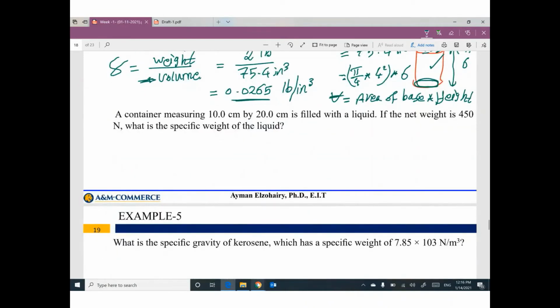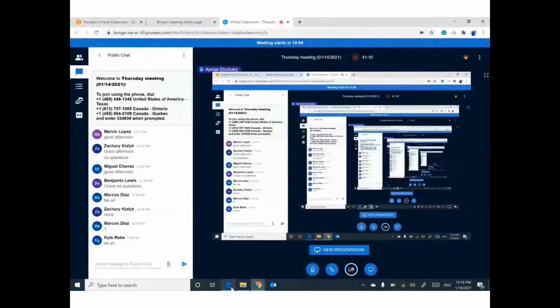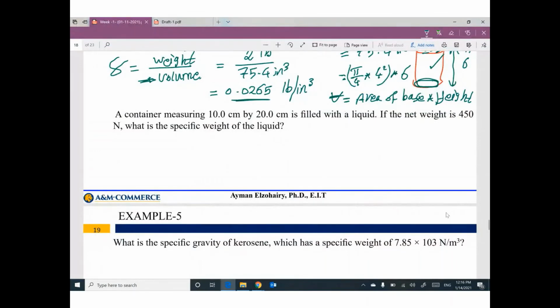One more example. We have a container measuring 10 centimeter by 20 centimeter is filled with a liquid. If the net weight is 450 Newton, what is the specific weight of the liquid?